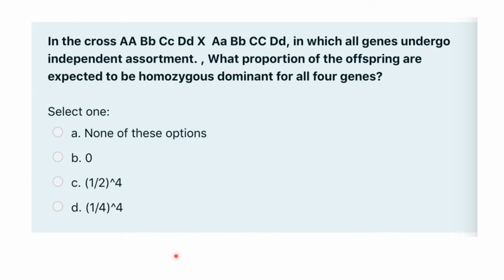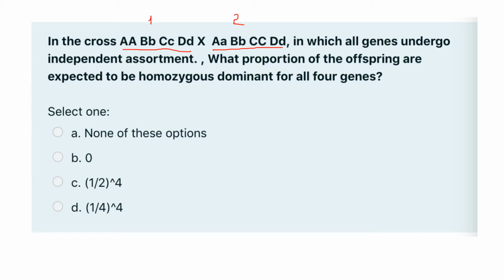Okay, now we have this question and they gave us again two genotypes. Here there are the two genotypes. This is the first one, and this is the second one. And as you can see here, in these two genotypes there are four genes, and some of them are homozygous, some of them are heterozygous.